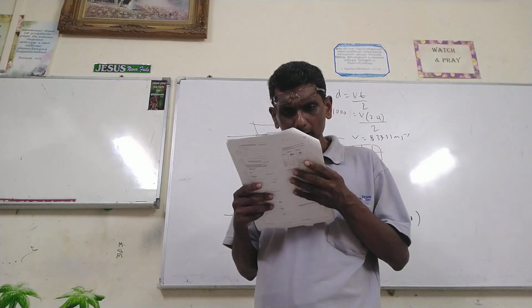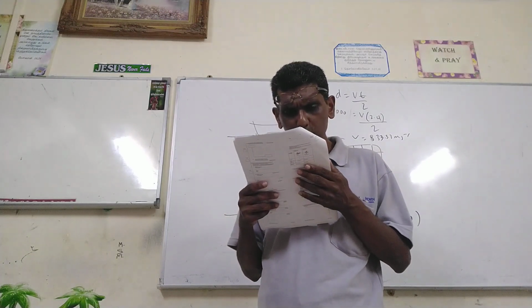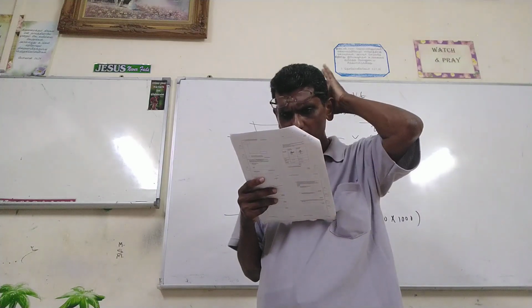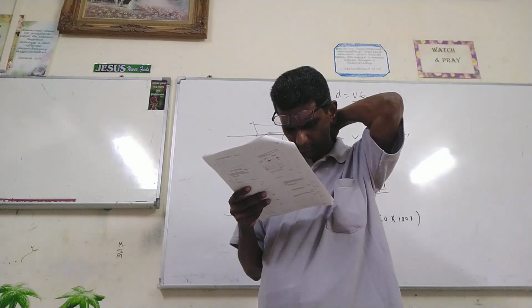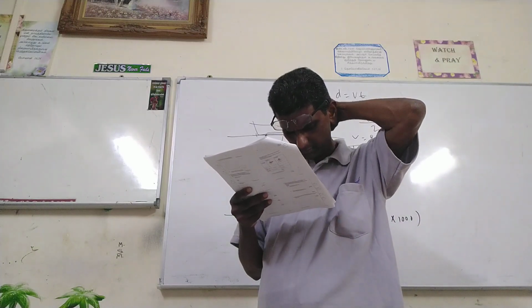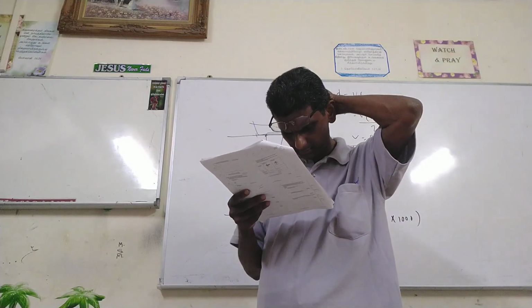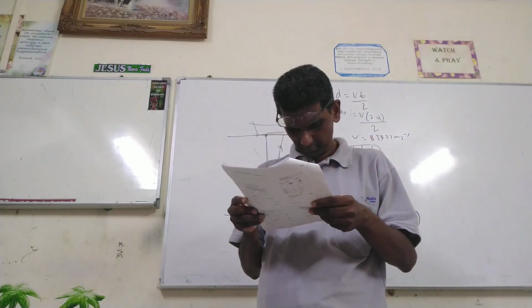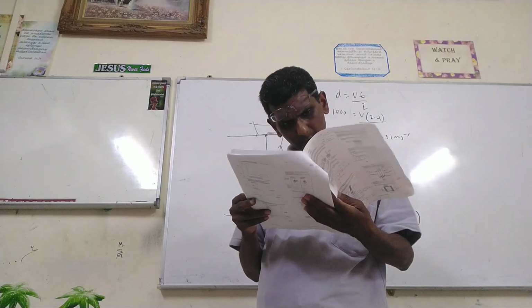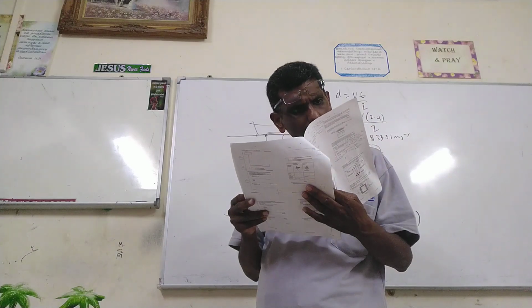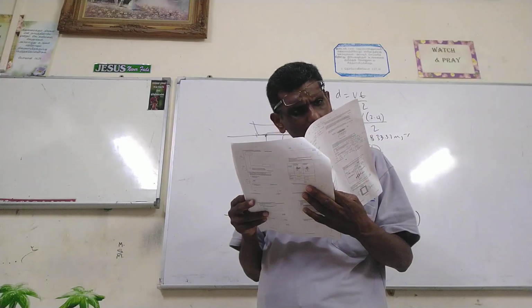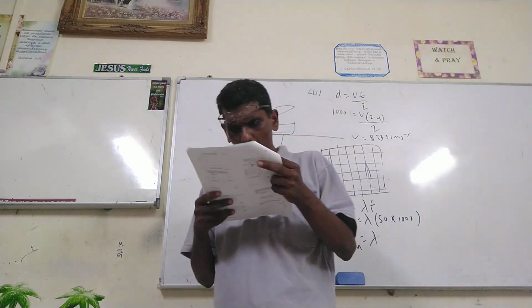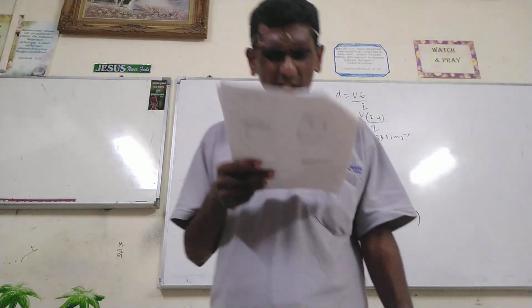Question 9. Diagram 9.1 shows two beakers, A and B, containing water at 0 degrees Celsius. Okay, I think question 9 is an easy question.